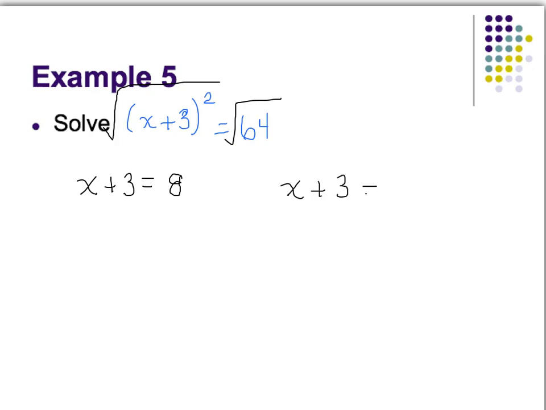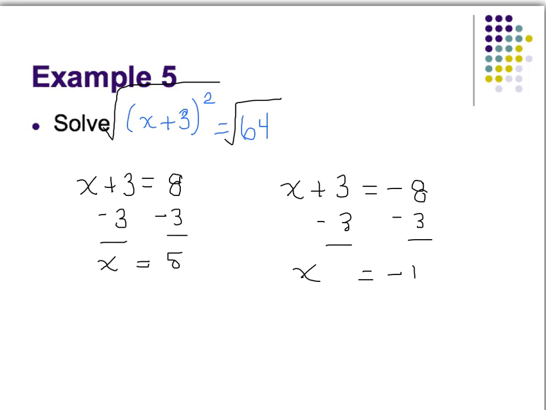We talked about this in lessons 6.1 and 6.2. So I'm going to need to set that x plus 3 equal to positive 8 and also equal to negative 8. So to solve for x, I'm going to need to subtract 3 from both sides. I'll get x equals 5, or if I subtract 3 from this equation, I'll get x equals negative 11. So either one of those values, 5 or negative 11, will work for x.